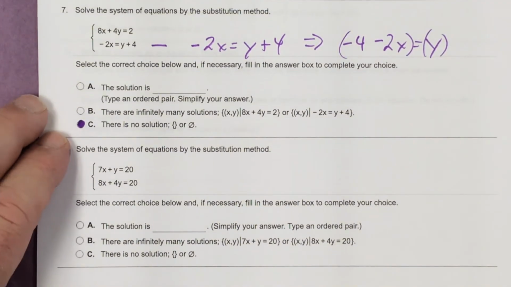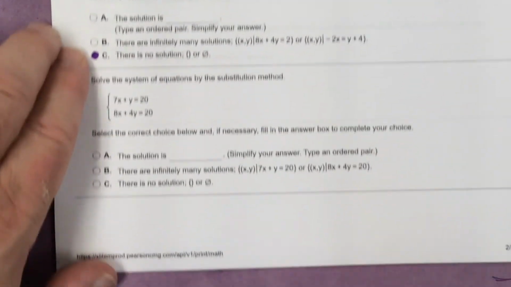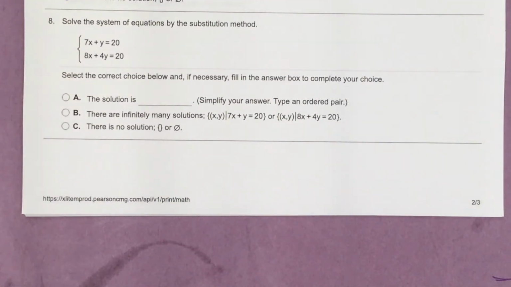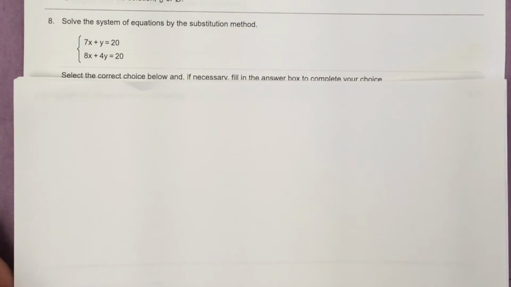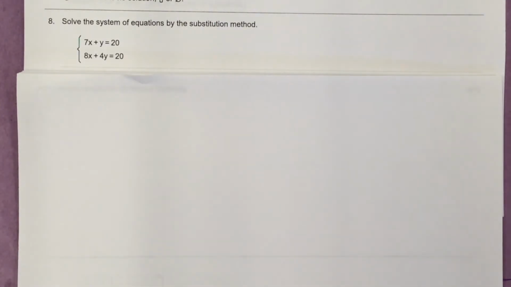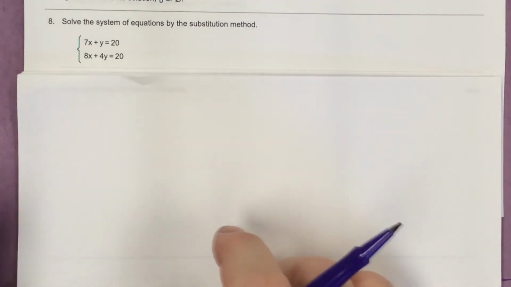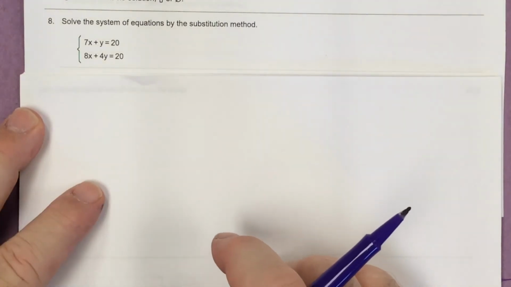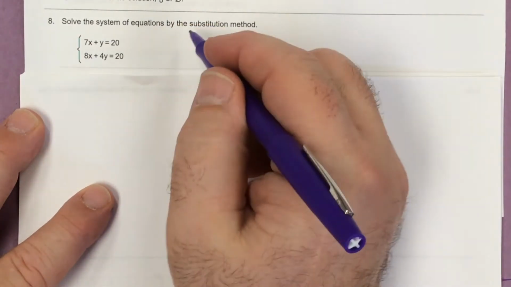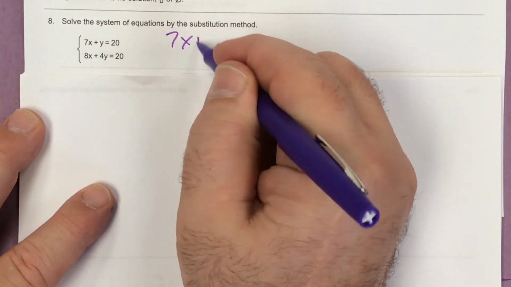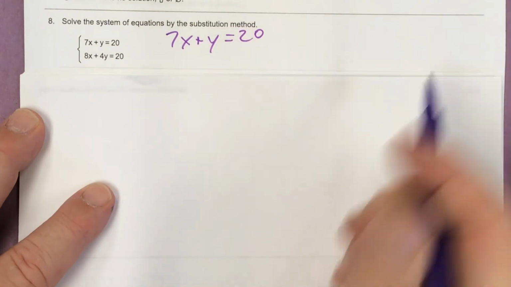All right, let's go and take a look at question 8. Again, I will encourage you to stop the video and see if you can find which equation you should try to manipulate to get a variable by itself, because there isn't one here that is by itself as it's currently written. So stop the video, see if you can find it, see if you can solve the problem, and then come back. All right, so hopefully you chose the first one, and we'll write 7x plus y equals 20.